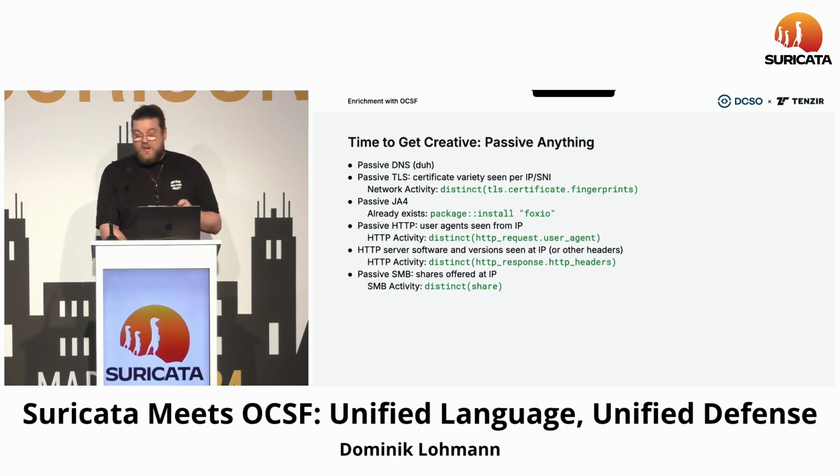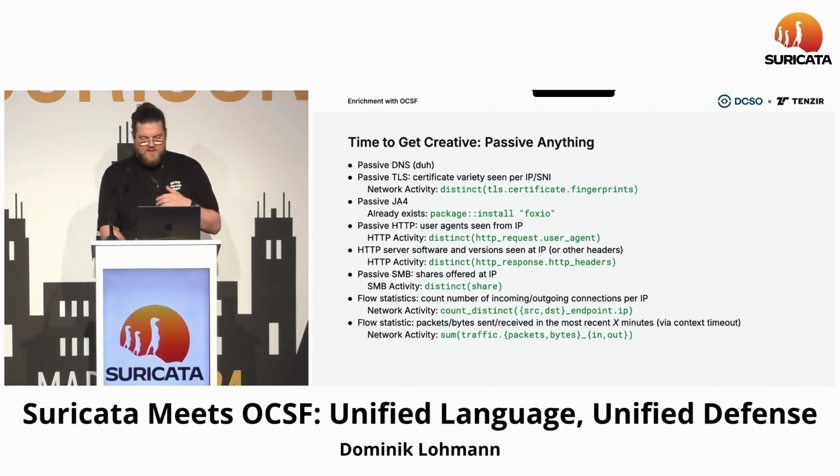You can take a look at SMB and say, okay, what shares have I seen offered for some IP address? And even Suricata specific, you could take a look at flow statistics, so you could count the distinct source and destination IPs you've seen per connection. And then similarly, do the same thing all over again, but now with the number of packets or bytes sent and received. It's a flexible framework. You can do whatever you want with it, basically. And we are very keen to hear your ideas on what you would want to build up passively over time as a database to enrich with.